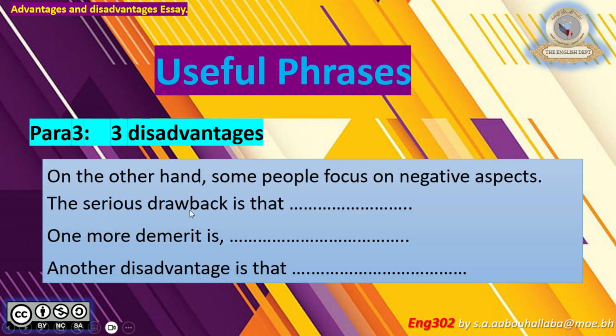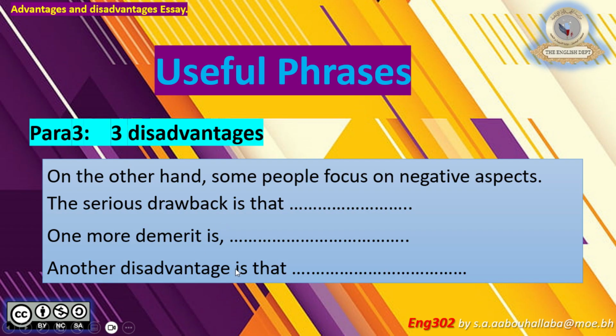The serious drawback, again, using synonyms is very important. And instead of using the word disadvantage, we use the word drawback, which is very similar in meaning. The serious drawback is that, and you mention it again with examples or details. One more, demerit. Merit, we used it in the advantages. The opposite is demerit, just like advantage and disadvantage.